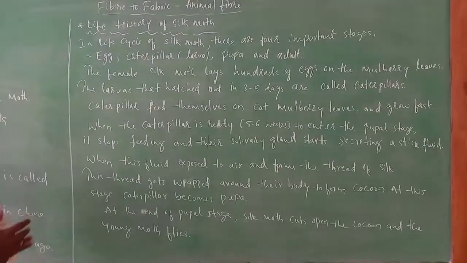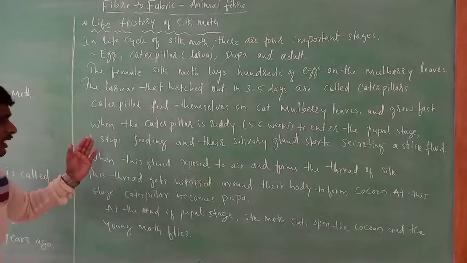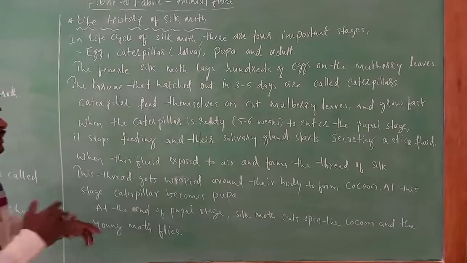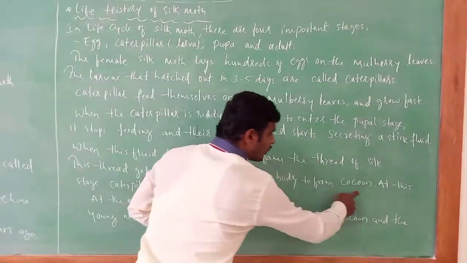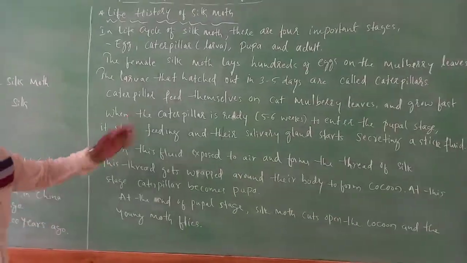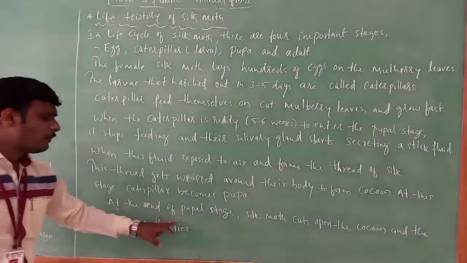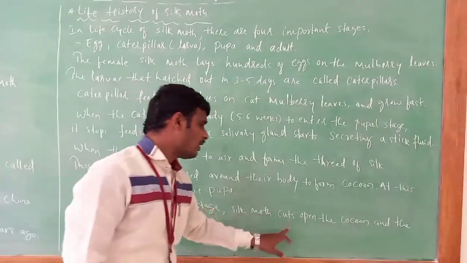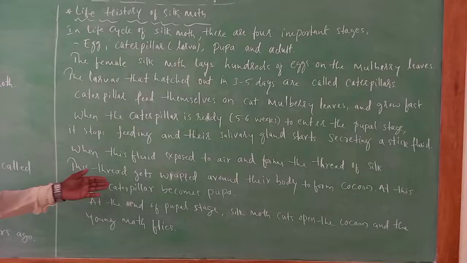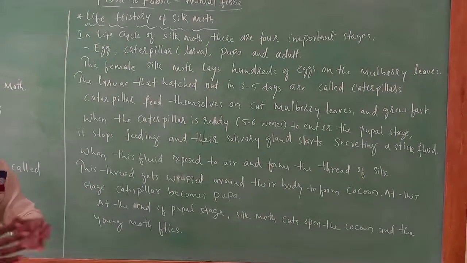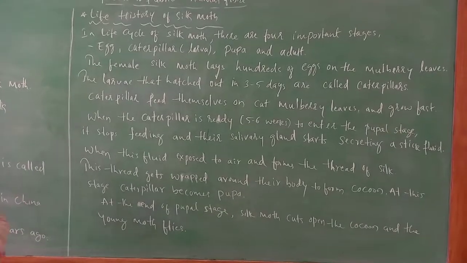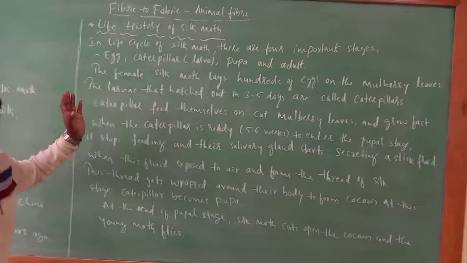So the thread produced by the caterpillar in the pupal stage is wrapped around its body, and that we call a cocoon. At this stage, the caterpillar becomes a pupa. At the end of the pupal stage, the silk moth cuts open the cocoon and the young moth flies out. So this is the life history of the silk moth.